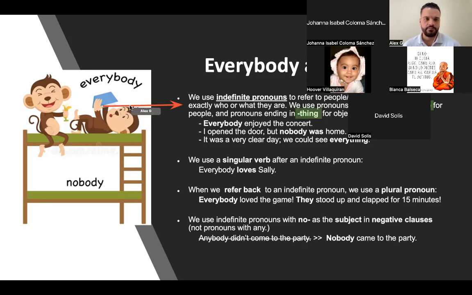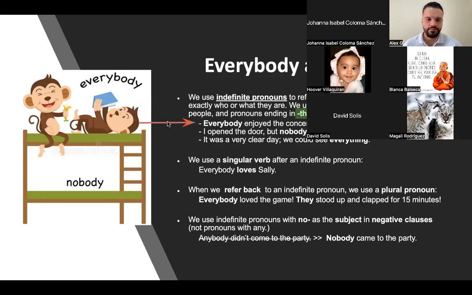Here we have some examples. Let's begin by reading the examples here. Maybe we could read this one here. Joanna, can you please read the first example? Everybody enjoyed the concert. Absolutely. So everybody is talking about people. All of the people enjoyed the concert. What about number 2, Joanna? I opened the door, but nobody was home.